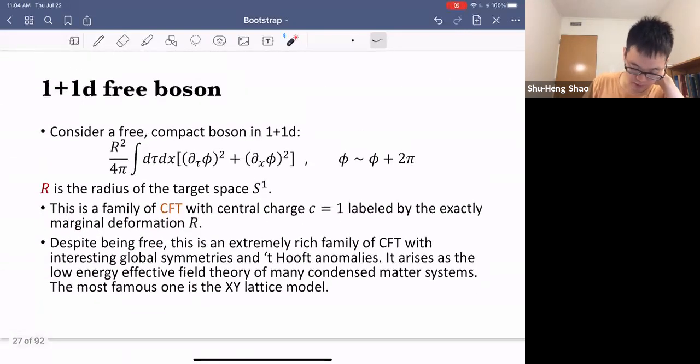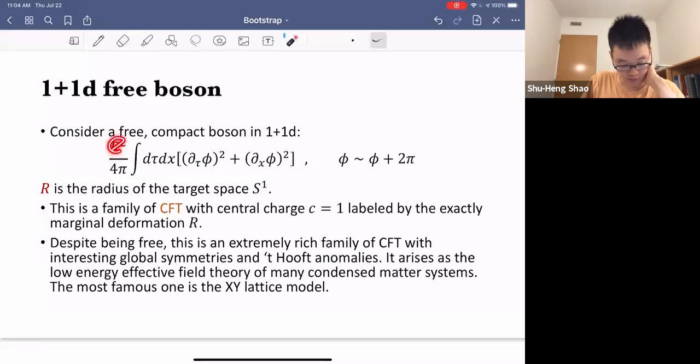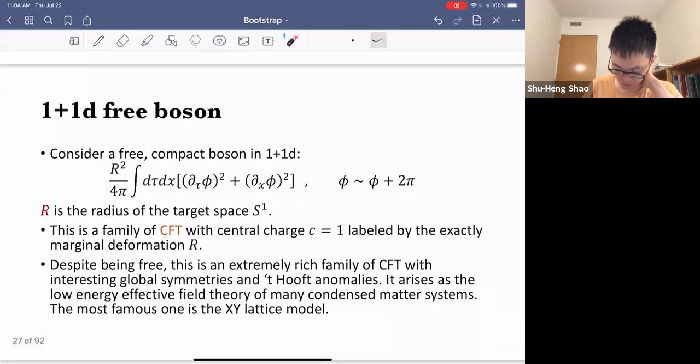So the free boson Lagrangian is just the standard one. There's an important coefficient out front. It's usually called the radius of the compact free boson. It's an exactly marginal deformation, so it gives rise to a family of conformal field theories with c equals 1. Importantly, phi is a compact field, and I'm using the normalization that it has 2π periodicity. Alternatively, you can rescale your R into your definition of phi, and then the periodicity of phi will depend on R.